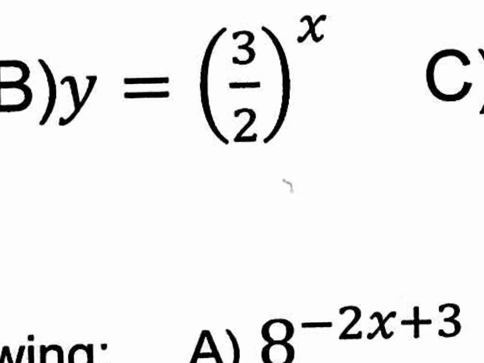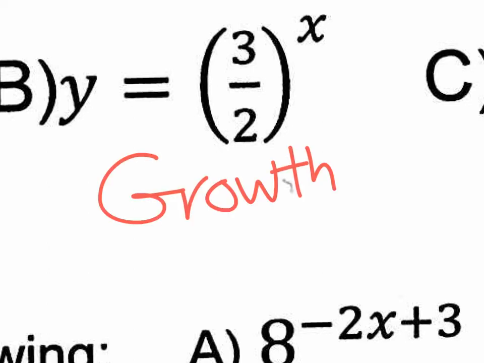All right, how about this next one over here? Oh, that's a fraction. It's a decay, right? Wrong. It's not a decay. Well, but it's a fraction. Yeah, but what is that fraction really? 3 divided by 2? That's 1.5. That's greater than 1. So what is that? It's a growth function. All right. Remember, if it's greater than 1, it's growth. If it's less than 1, it's a decay.